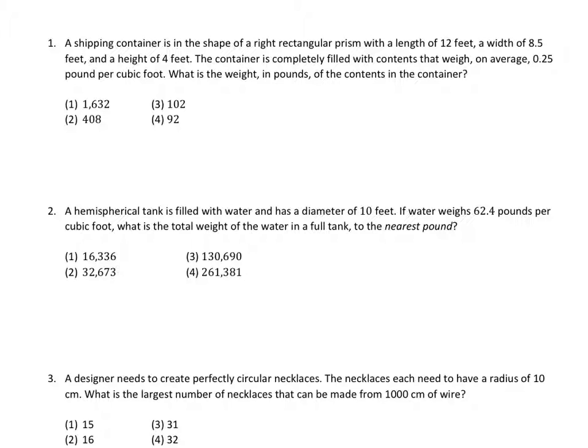The first question we have here says a shipping container is in the shape of a right rectangular prism with a length of 12, a width of 8.5, and a height of 4. If you want, you can sketch this. Start with a rectangle, draw another rectangle diagonal and to the right of it, then connect your vertices, top with top, bottom with bottom. It has a length of 12, a width of 8.5, and a height of 4. Our goal is to find the weight in pounds.